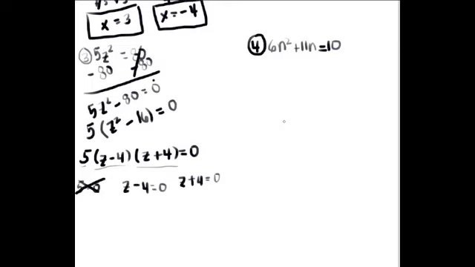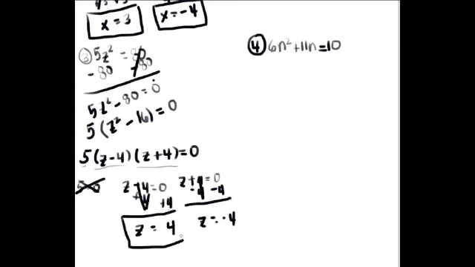Here we go, let's solve for the other two though. I can go add 4, and then this one, subtract 4, subtract 4. So I have two answers for this guy. Z equals positive 4, Z equals negative 4. Okay.